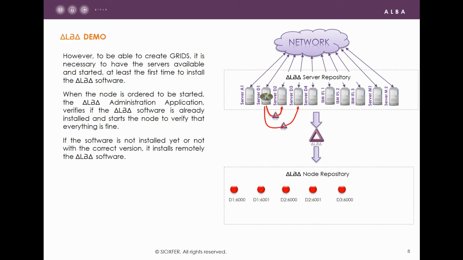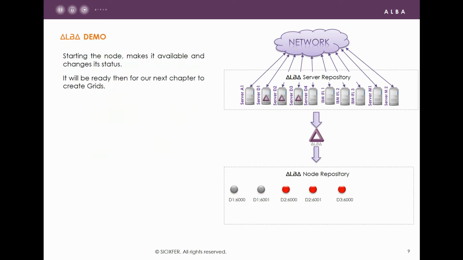When the node is ordered to be started, the Alba administration application verifies if the Alba software is already installed, and starts the node to verify that everything is fine. If the software is not installed yet, or not with the correct version, it installs or updates remotely the Alba software. Starting the node makes it available and changes its status. It will be ready then, for our next chapter to create grids from the node repository.